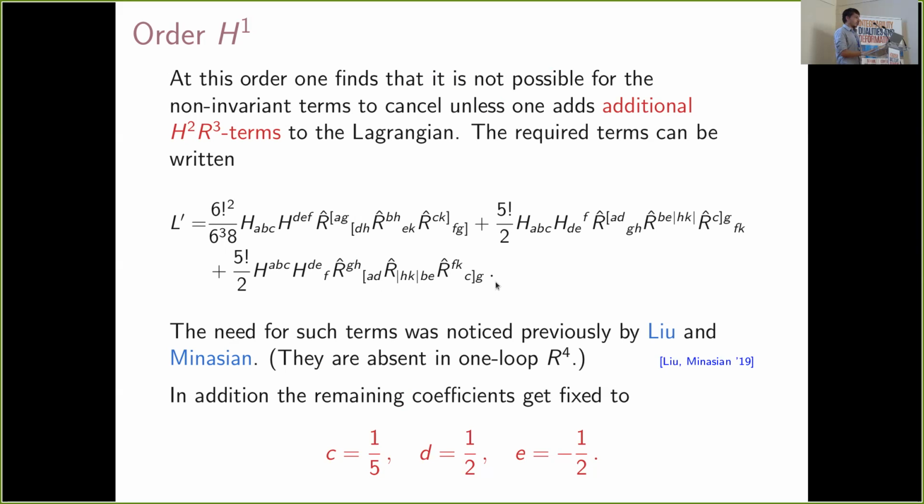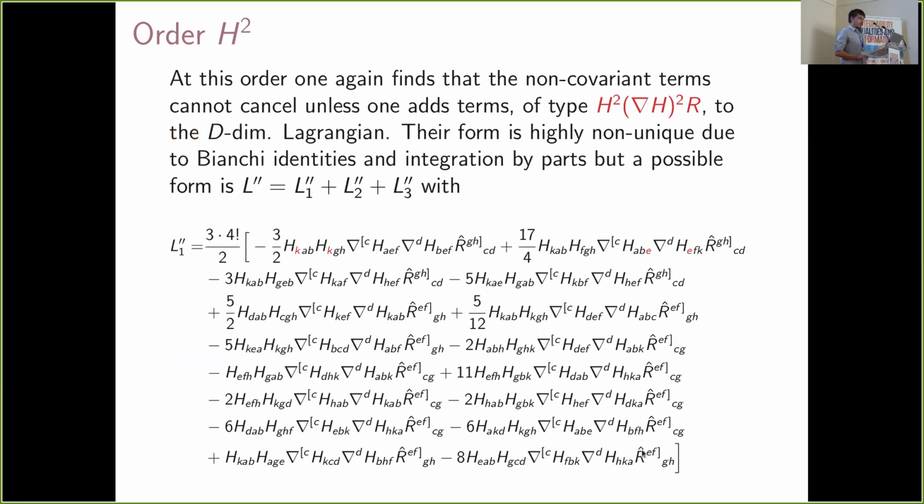And additionally, at this order, you find that the remaining coefficients that I had are fixed. You find C is 1/5, D is 1/2, and E is -1/2. Then at the quadratic order in H, it gets more complicated. And again, you find that the non-covariant terms cannot cancel unless you add terms now of the form H squared and DH squared times R to the 10-dimensional action.